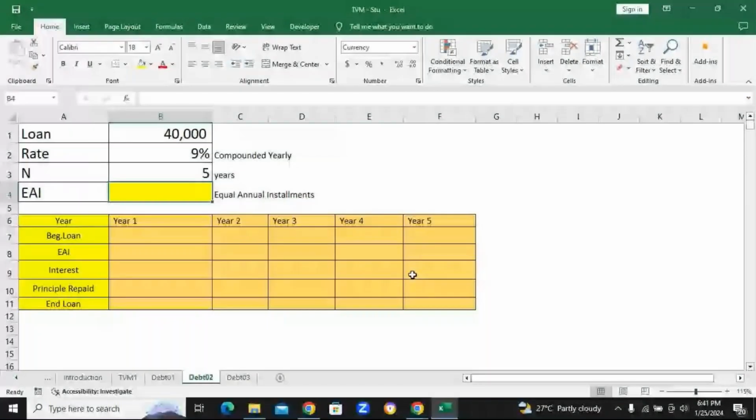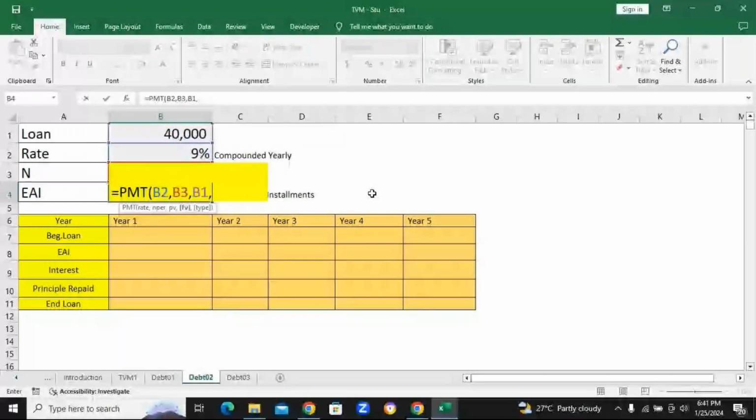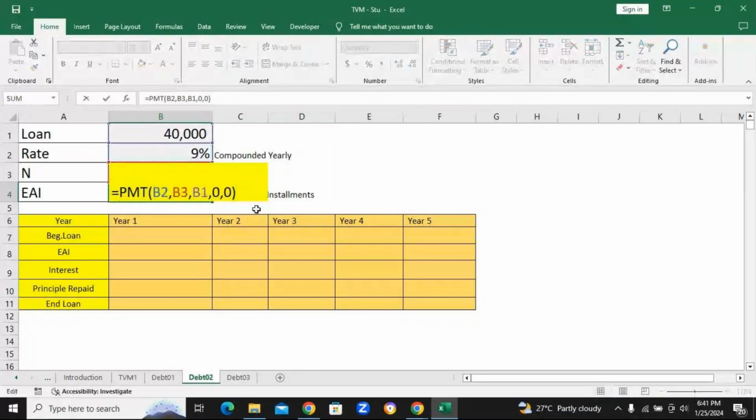The second debt amortization. Rate 9%, NPER, present value, and future value is 0. I wanted to check it for the end of the period. So it is 10,284. I cannot take the negative value for the calculation.